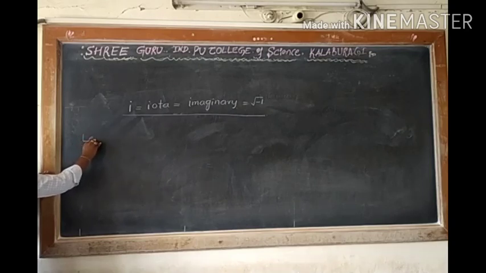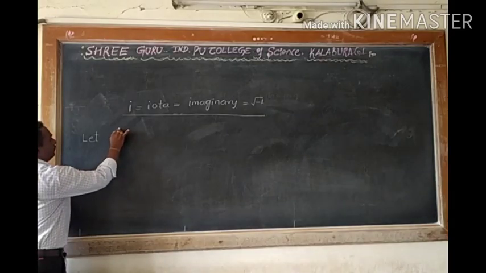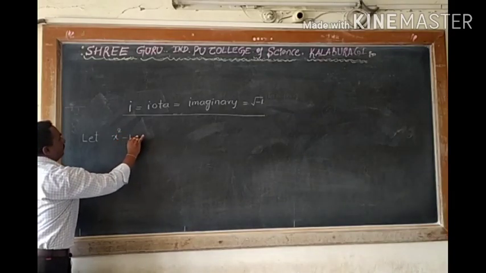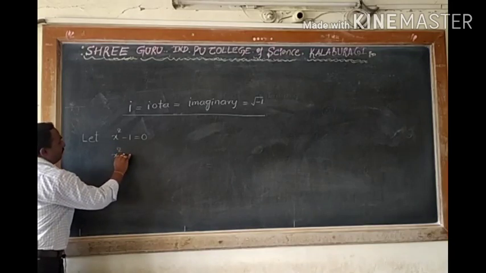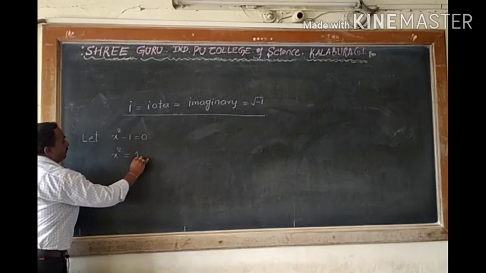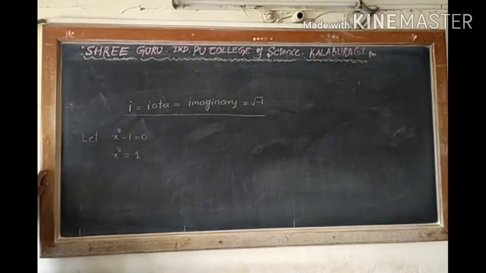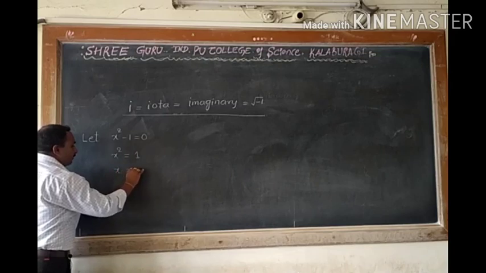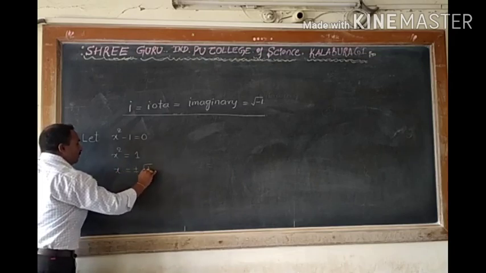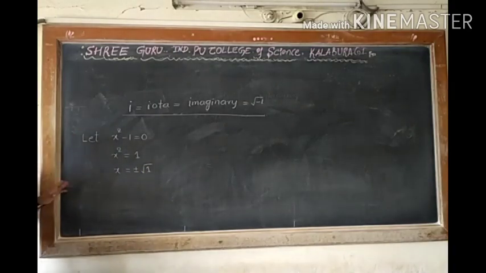Suppose x square minus 1 is equal to 0. This is a quadratic equation. X square minus 1, take it to the right side, plus 1. X is equal to plus or minus root of 1. This is positive. X value is plus root 1 or minus root 1, that is, 1.